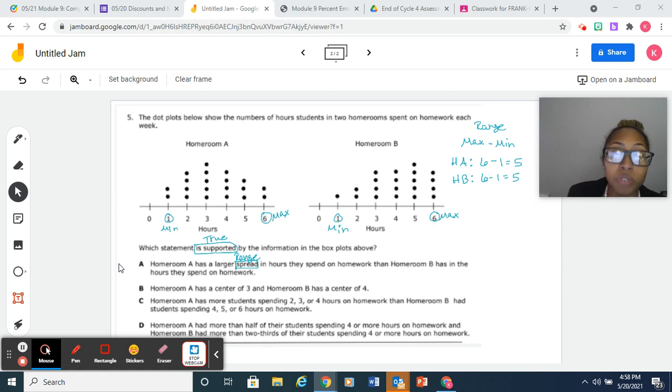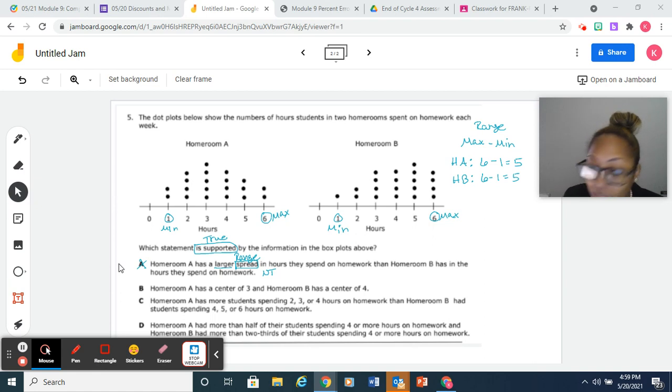So for the first answer choice, it says that homeroom A would be larger. Well, we just showed that both have the same spread. So this is not true. That's a not true statement. Since we're looking for the true statement, we can go ahead and X out answer choice A. All right, so let's look at answer choice B.